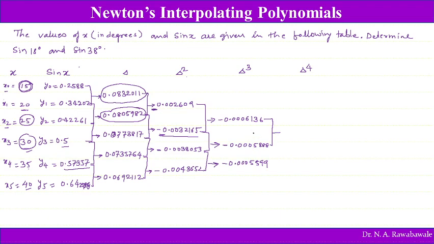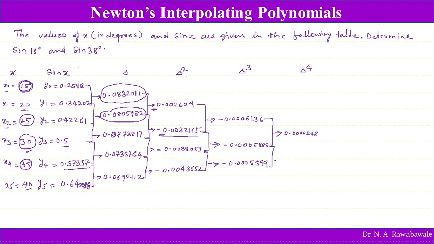And the difference of these two: minus 0.0005888 minus minus plus 0.0006136, divided by 35 minus 15. So this gives us a small value, 0.4 times 10 to the minus something, 248.